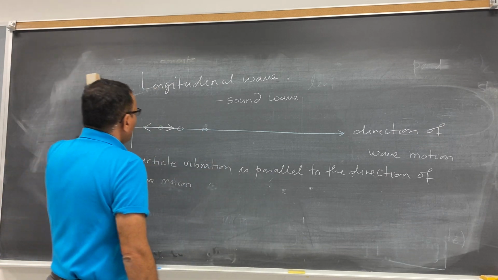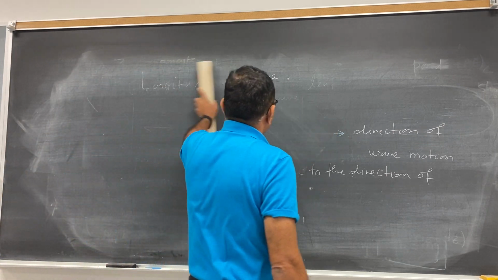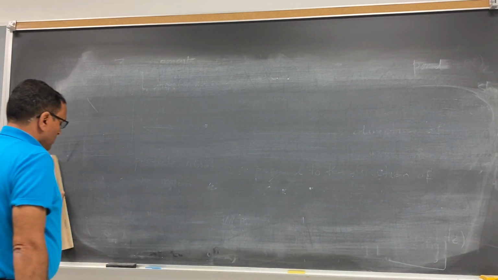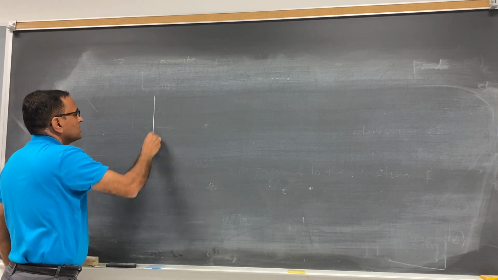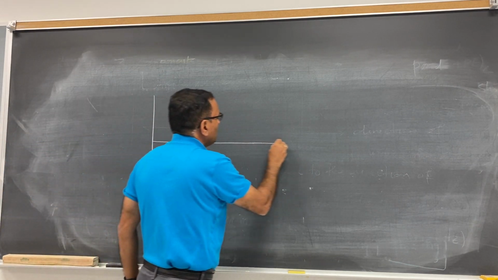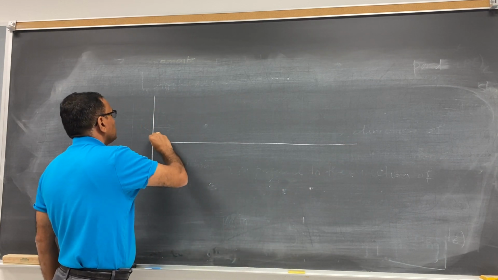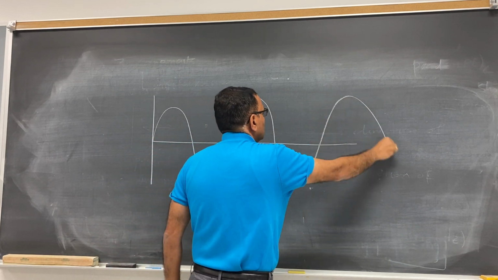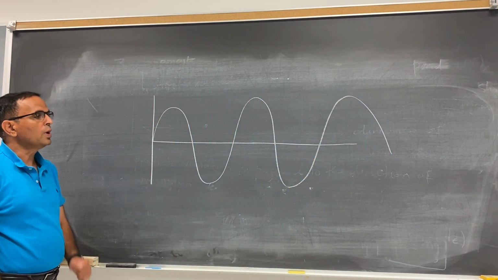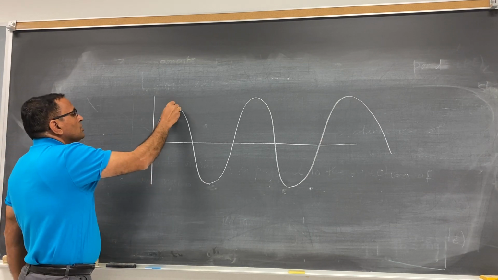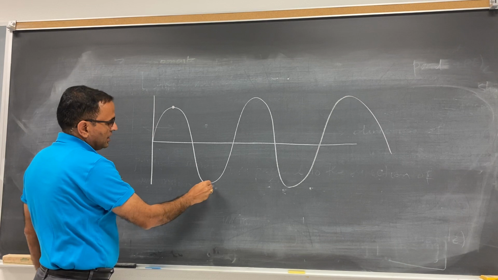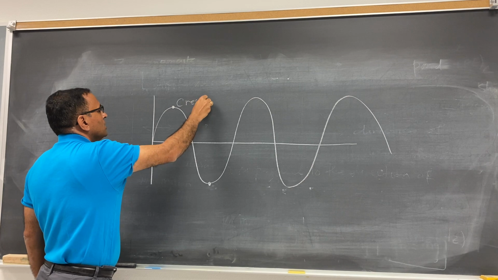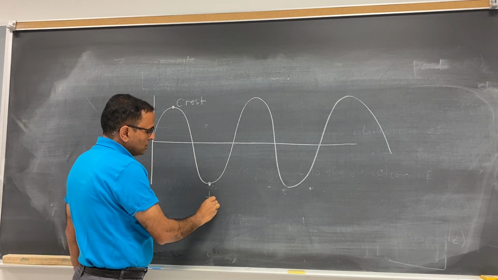So we have two types of wave, transverse wave and the longitudinal wave, okay? Whatever wave you have, you can use this plotting to represent the wave. This is how you draw the wave. And here, this point, this is a peak, and here, this point, this is the minimum. This point is called as the crest, and this point is called as the trough.